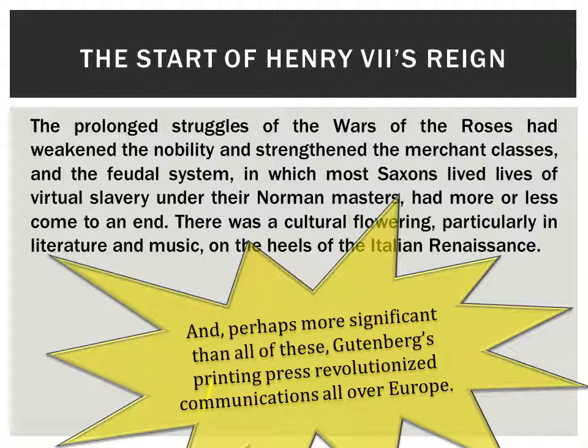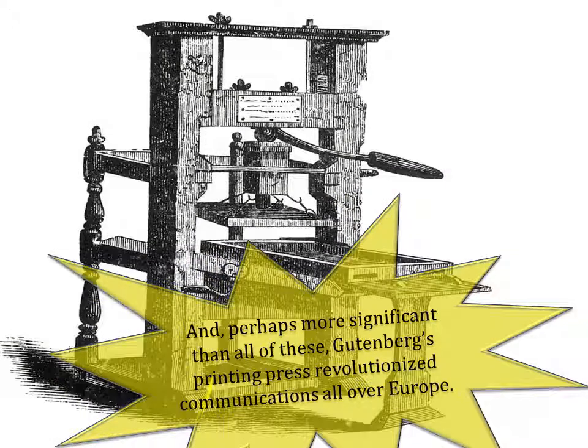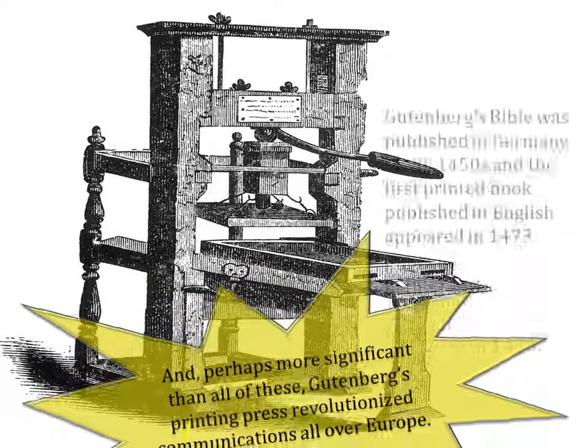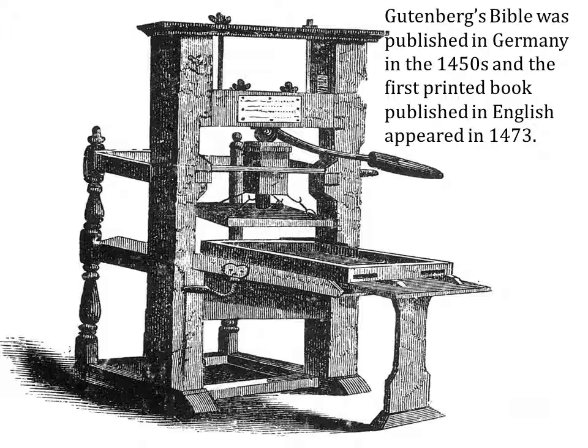And perhaps more than all of those, we've got the printing press. Gutenberg's printing press revolutionized communications all over Europe, and it marks a huge change, a huge difference in what was going on at that time. Here it is. This is what the early press would have looked like. This is a reconstruction. It was the means for publishing things like the Gutenberg Bible, which came out in the 1450s in Germany. It wasn't for another 20, 25 years or so that printed books started to be published in English.